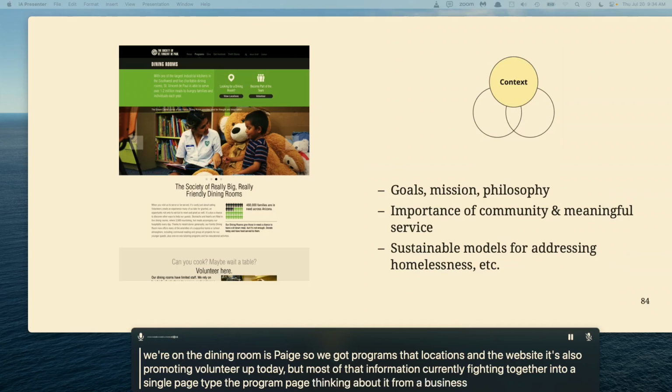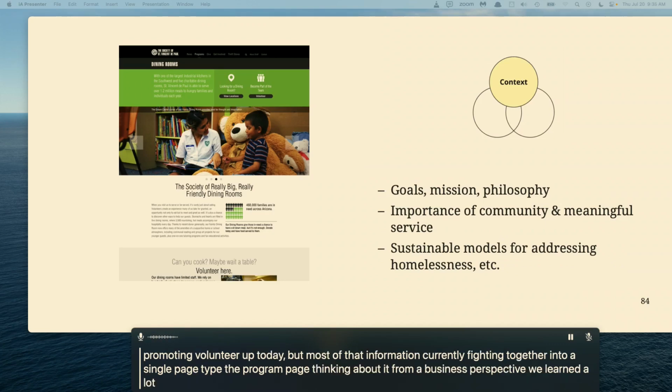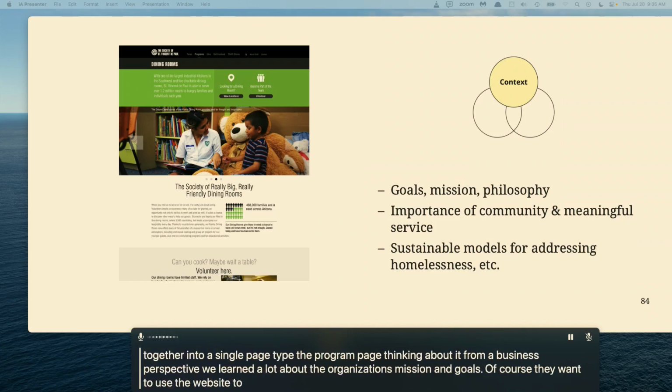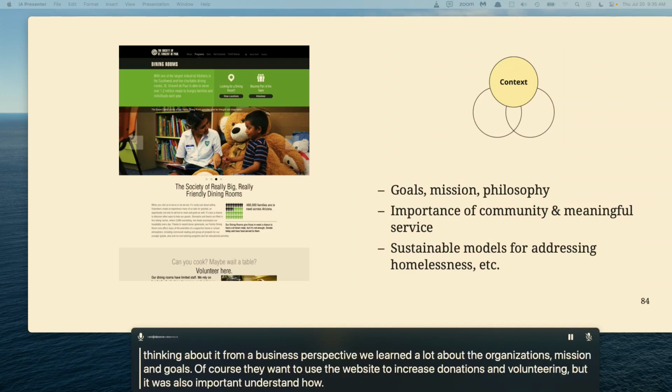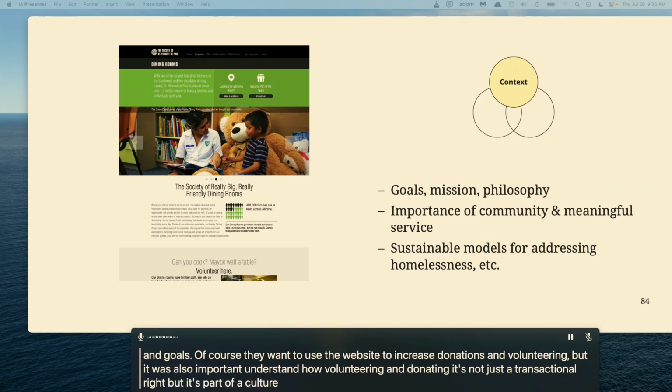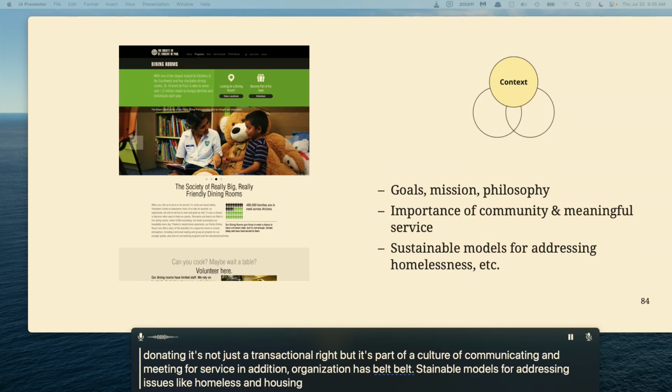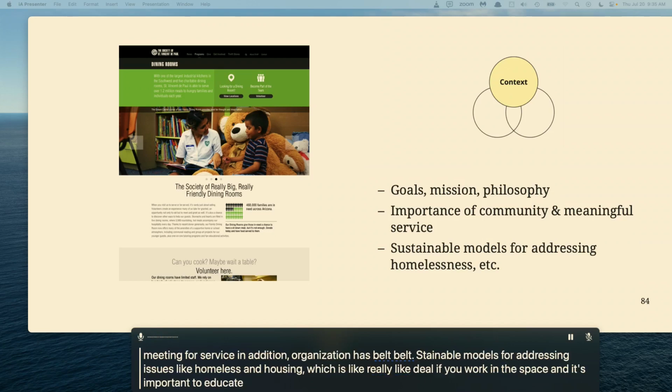Thinking about it from a business perspective, we learned a lot about the organization's mission and goals. Of course, they want to use the website to increase donations and volunteering. But it was also important to understand how volunteering and donating is not just a transactional relationship, but part of a culture of community building and meaningful service. In addition, the organization has built sustainable models for addressing issues like homelessness and housing, which is a really big deal if you work in this space. And it's important to educate audiences about that.